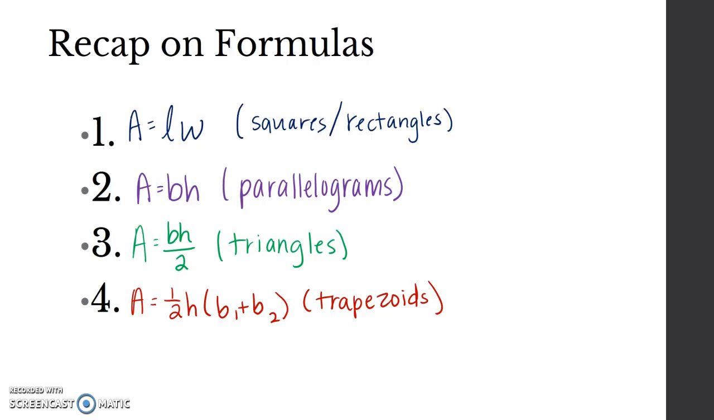There are four possible formulas that we will use. First, the area of squares or rectangles, which is area equals length times width. We could also find the area of parallelograms, which is area equals base times height. Triangles, which is area equals base times height divided by 2. Or our last one, for trapezoids, area equals 1/2 times the height times the sum of base 1 and base 2. So let's go ahead and get through our couple examples.